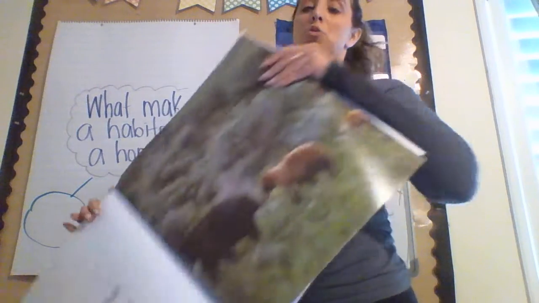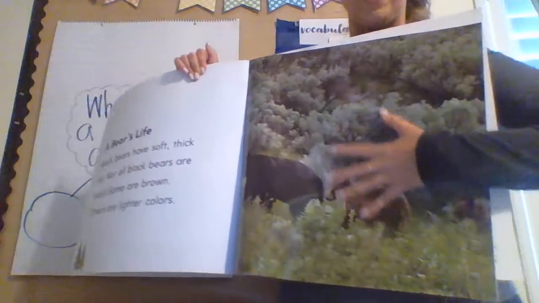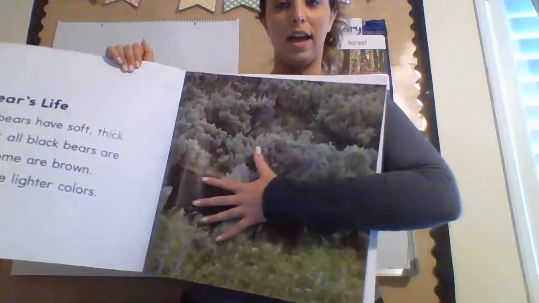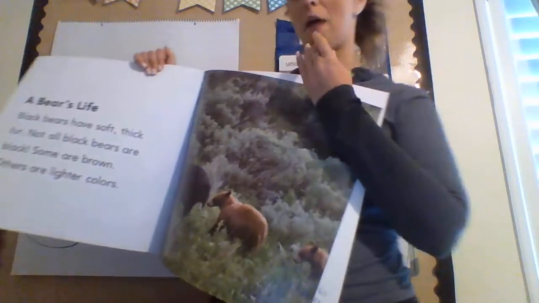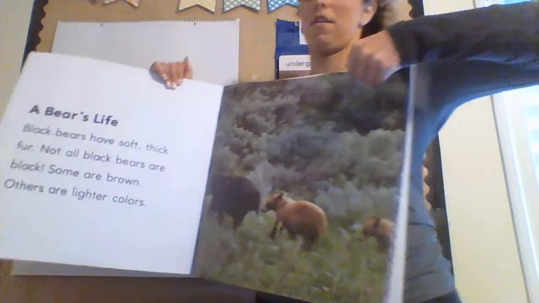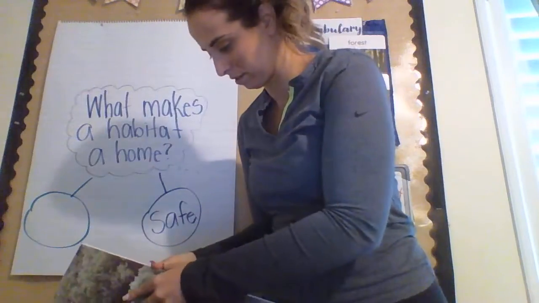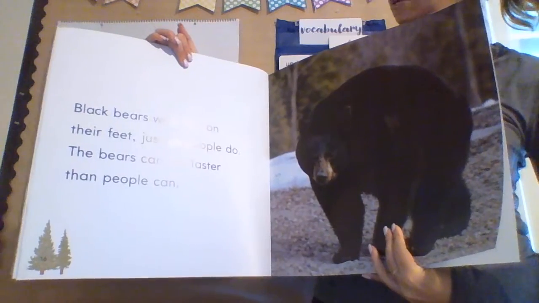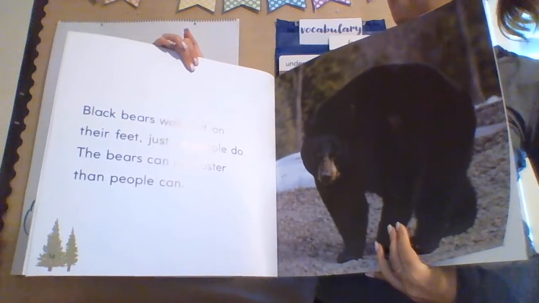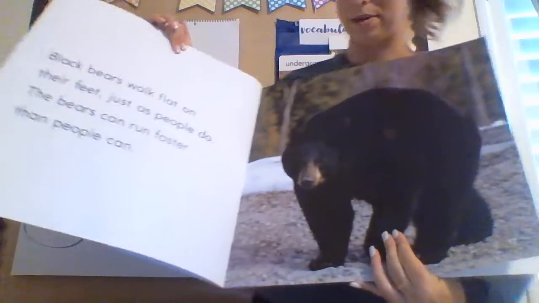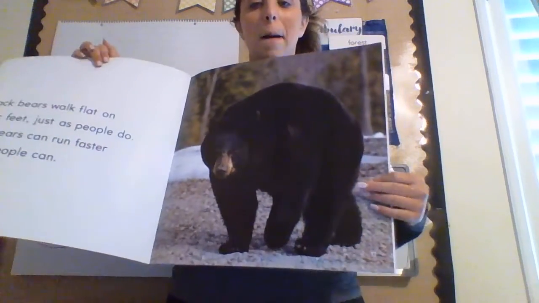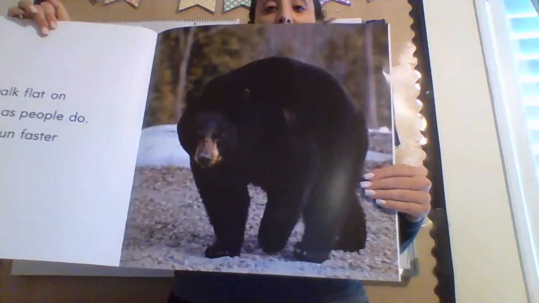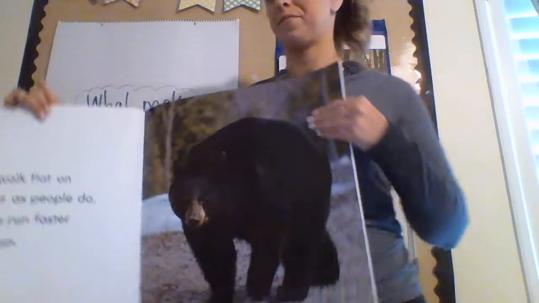So let's go back to our picture though. Where are they finding all of their food right now? In the what? What's the habitat? The forest. My goodness. Black bears walk flat on their feet, just as people do. The bears can run faster than people can. So bears are faster, but they also can walk flat on their feet, just like us.